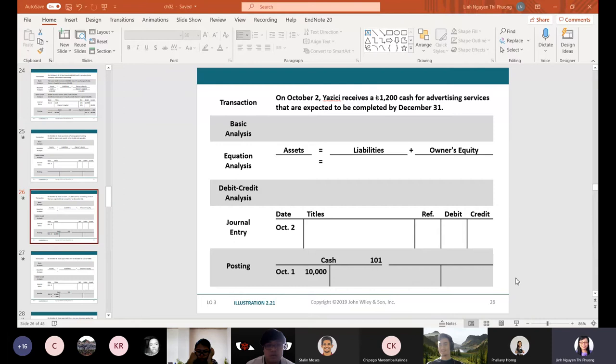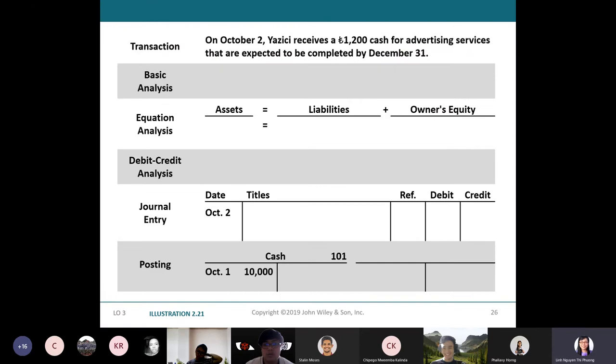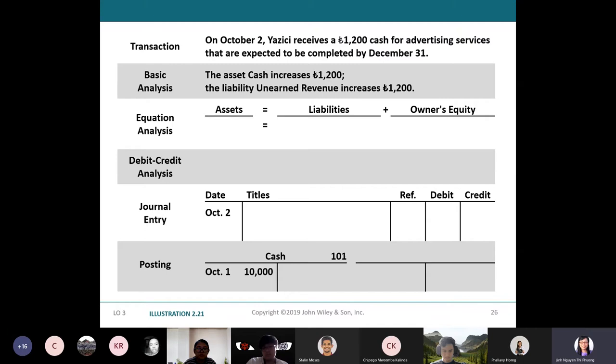The answer is, it is liabilities. Okay, this is liability. Why is this liability? Because we received the money from the customer already, right, class? But we haven't provided any service to the customer yet, right? So we owe them the service. It should be liability, okay? So remember, note it down, write down somewhere: unearned revenue is a liability, all right?